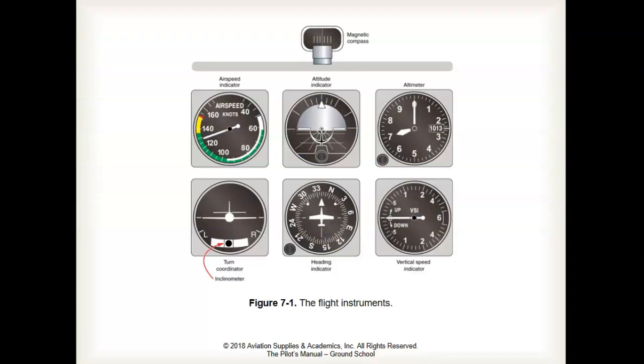This slide shows what is commonly known as a standard six-pack of flight instruments. These are analog round dial instruments that you commonly see in older aircraft. The Pitot-Static System instruments are the airspeed indicator, the vertical speed indicator, and the altimeter.